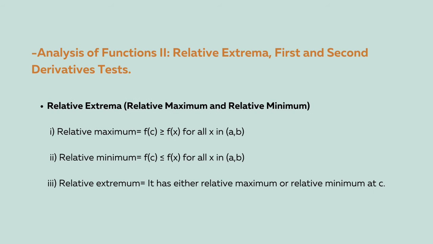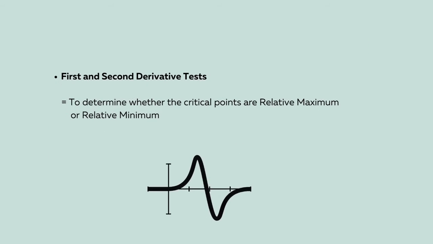For relative extrema, we have relative maximum, which is when f(c) is greater or equal to f(x) for all x in (a, b). Relative minimum is when f(c) is less or equal to f(x) for all x in (a, b). For relative extremum, it has either relative maximum or relative minimum at c. For first and second derivative test, it is to determine whether the critical points are relative maximum or relative minimum.